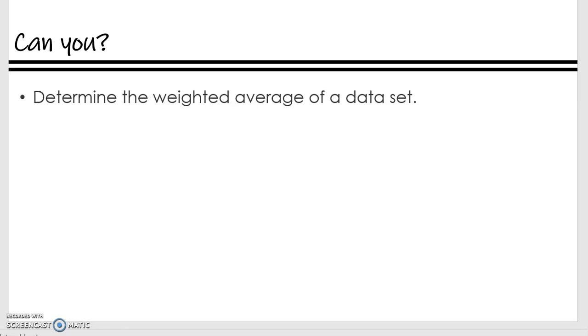So before you go, make sure you feel like you can determine a weighted average of a data set. If not, you can watch this video again.